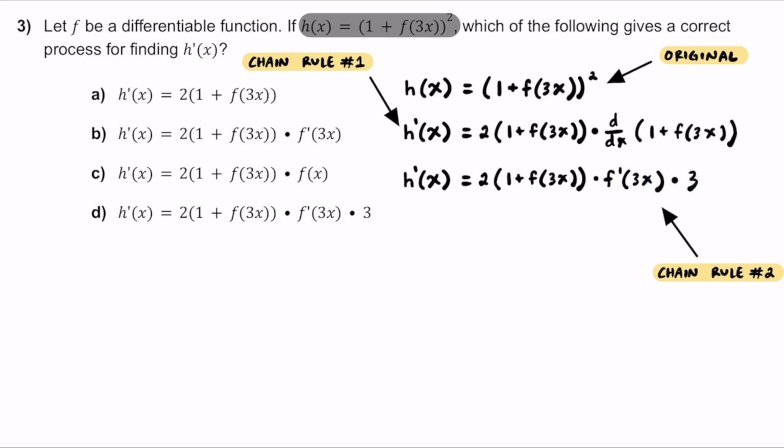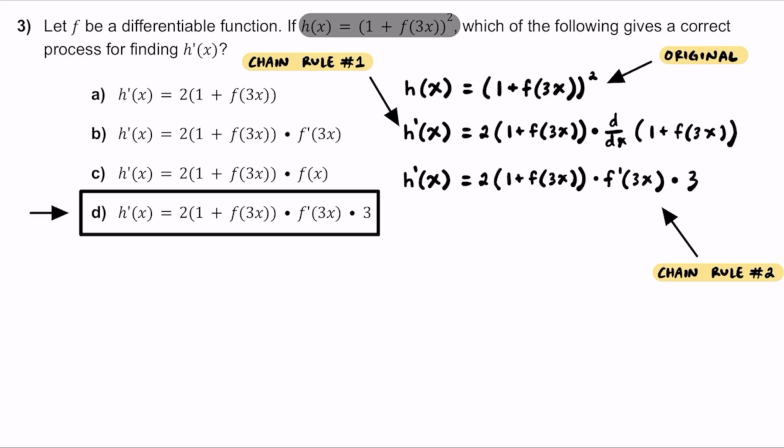So we found the derivative using the chain rule twice, and looking at our answer choices, D matches this perfectly. This would be our answer.